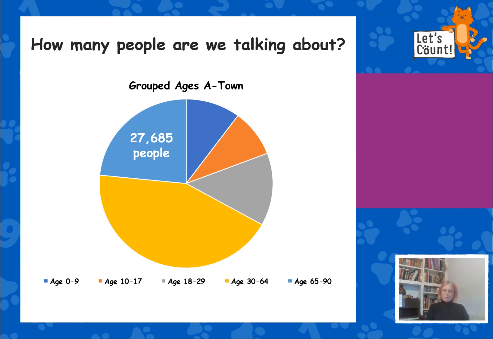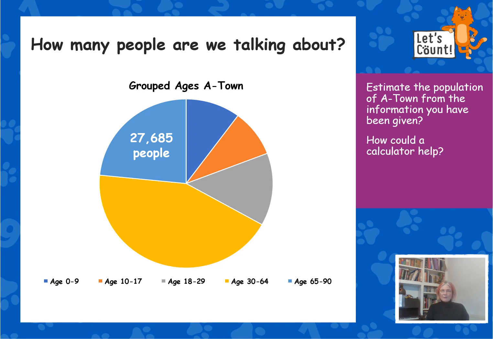Here is the pie chart for the ages of people in a town, and this time I've given you one piece of information, and that is the number of over 65s who live there. I wonder if, from that figure, you can estimate the number of people who live in a town.